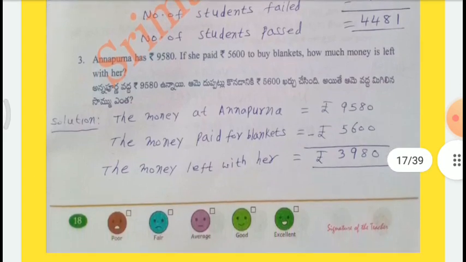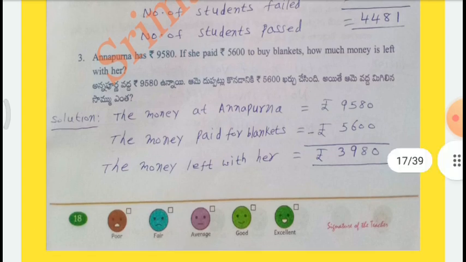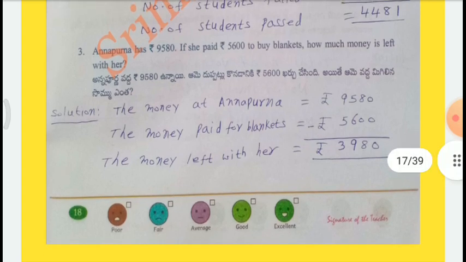Annapurna has 9580 rupees. If she paid 5600 to buy a blanket, how much money is left with her? The money with Annapurna, 9580 rupees. The money paid for blankets, 5600. The money left with her, subtract, we get 3980.